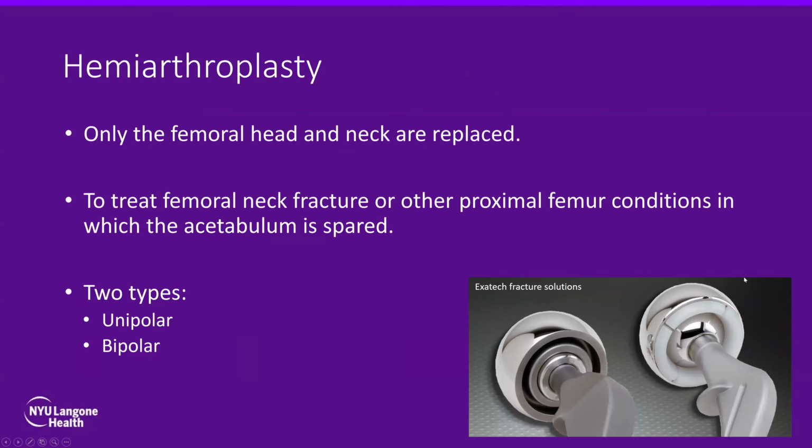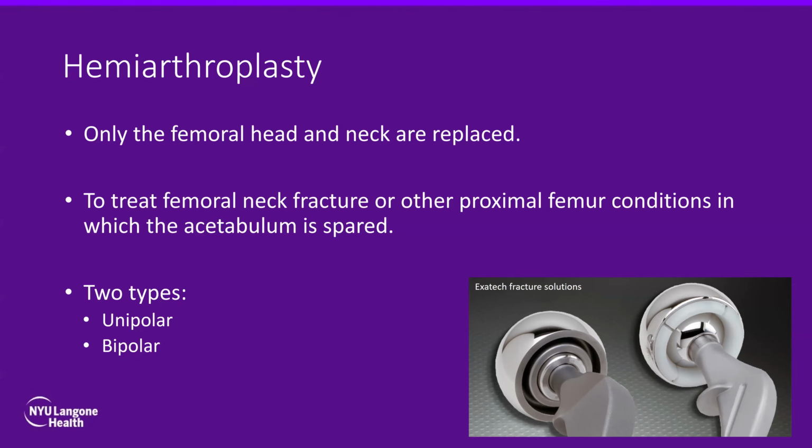How about hemiarthroplasty? Hemiarthroplasty is a kind of arthroplasty in which the acetabulum is not touched. We only replace the femoral head and neck. So obviously it makes sense that we use this hemiarthroplasty in cases where the acetabulum is healthy. The most common application for these hemiarthroplasties is femoral neck fractures. And the reason is that in these patients, there is only a fracture in the neck. The acetabulum is normal. So we don't want to touch something that is already normal. So we do a hemiarthroplasty.